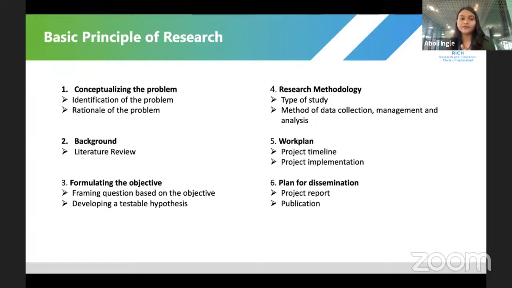Then comes one of the important aspects when you think about research, which is your research methodology. Like what is the type of study that you're going to choose? So there are n number of approaches that you can take, but your approach will always depend upon the objective and the research question that you've drafted.